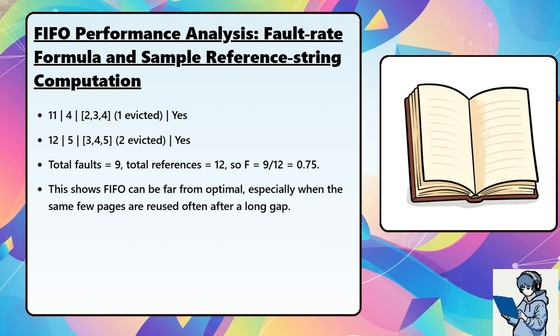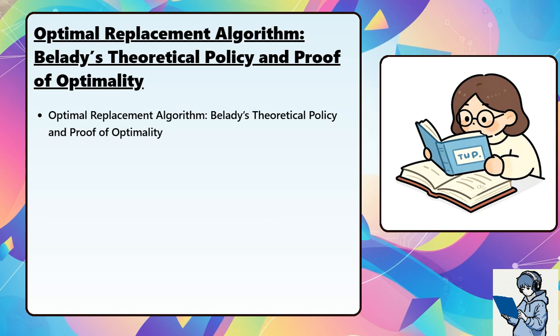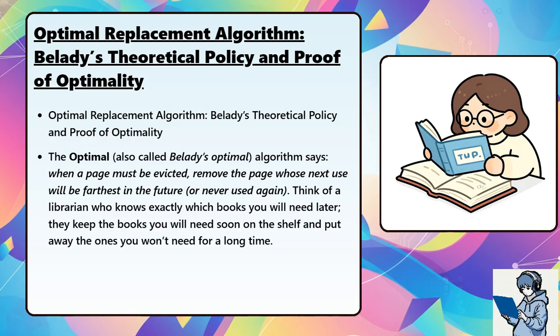after a long gap. Optimal replacement algorithm: Belady's theoretical policy and proof of optimality. The optimal, also called Belady's optimal, algorithm says, when a page must be evicted, remove the page whose next use will be farthest in the future or never used again. Think of a librarian who knows exactly which books you will need later. They keep the books you will need soon on the shelf and put away the ones you won't need for a long time.